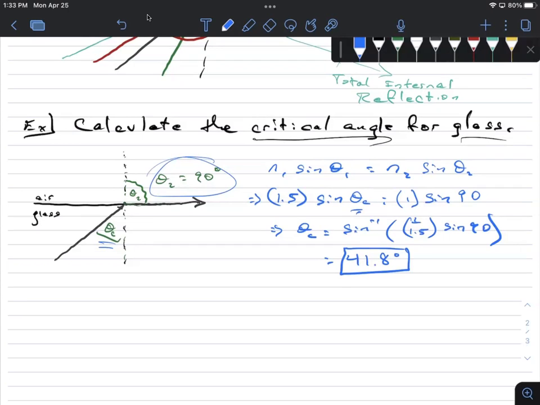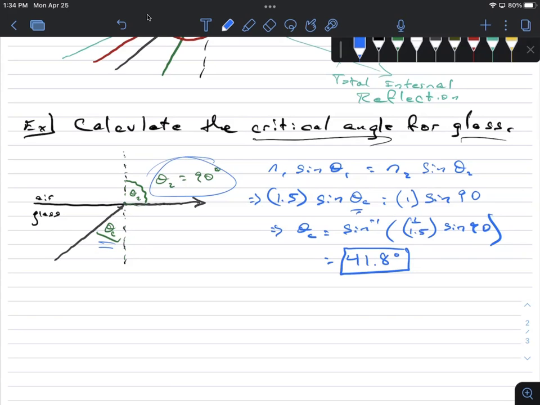So if you happen to shine light in glass going towards the surface, towards the air, at an angle of 41.8 degrees, the light will skim the surface. If you shine it at a bigger angle, like 50, the light will reflect back down into the glass. If you shine it at an angle smaller, like 30, it'll leave the glass into the air. And that's critical angle.